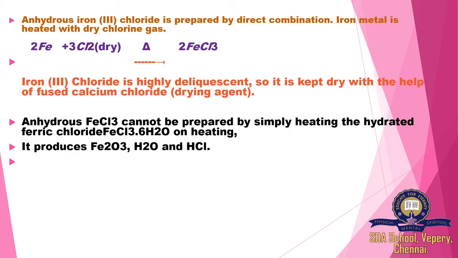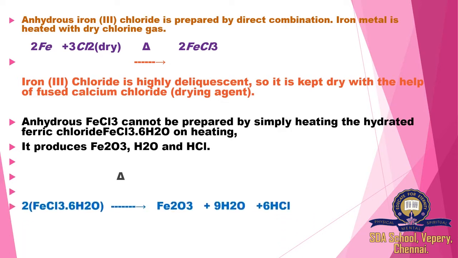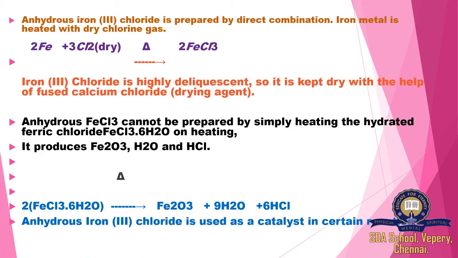Anhydrous ferric chloride cannot be prepared by simply heating hydrated ferric chloride. When hydrated ferric chloride is heated, it gives out ferric oxide, water and HCl. So we cannot get anhydrous ferric chloride from FeCl3·6H2O. Here the reaction: FeCl3·6H2O gives iron oxide, 9 water molecules and 6 hydrogen chloride.